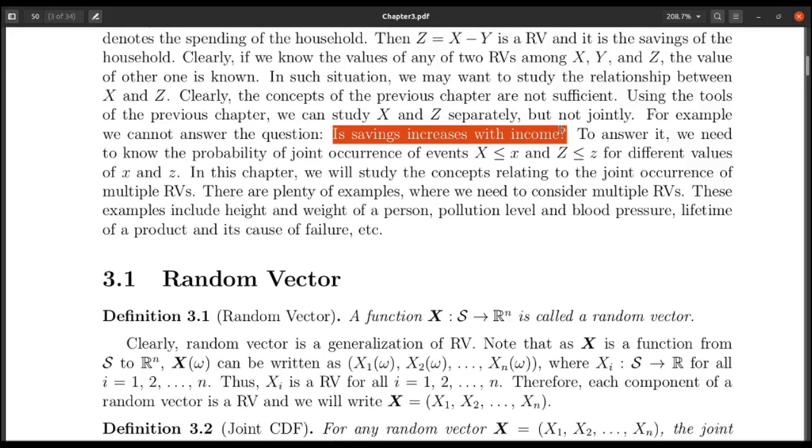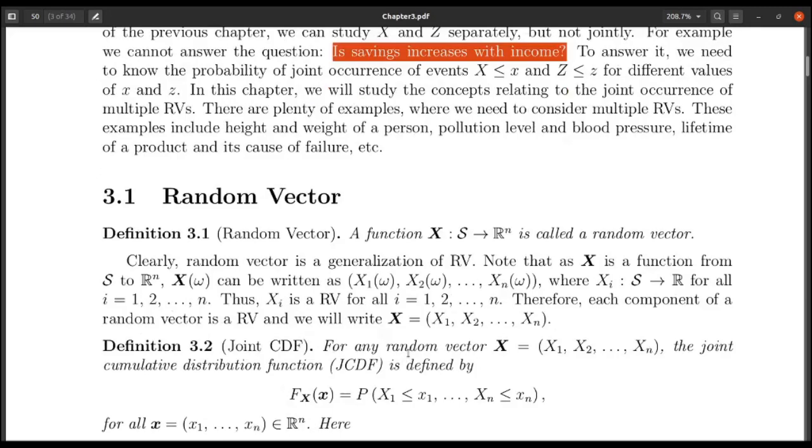So naturally probability comes into the picture, because it is not a deterministic thing; it does not always work in one direction. That is why we are going to talk about the probability of the joint occurrence of several events pertaining to several random variables, in this case X and Z or X and Y, whatever we try to use.